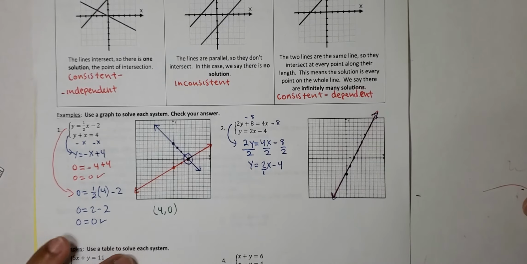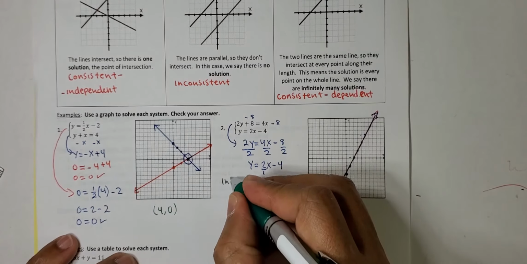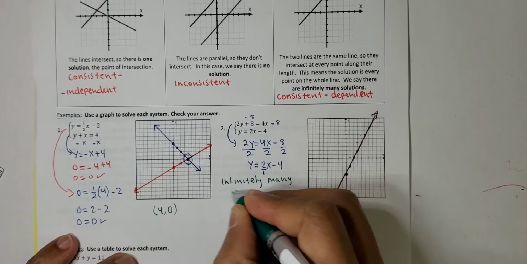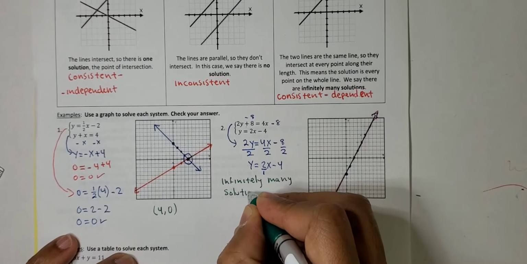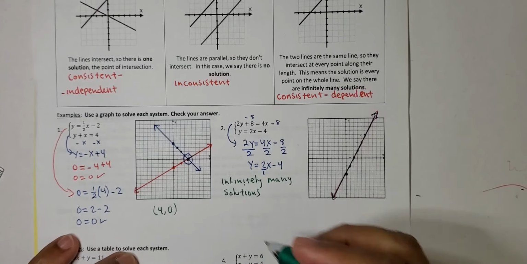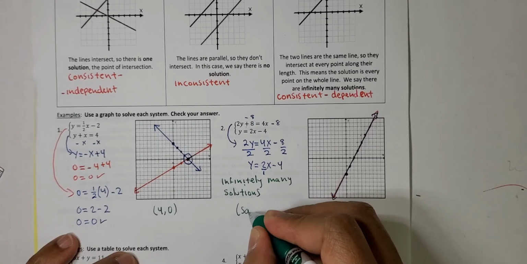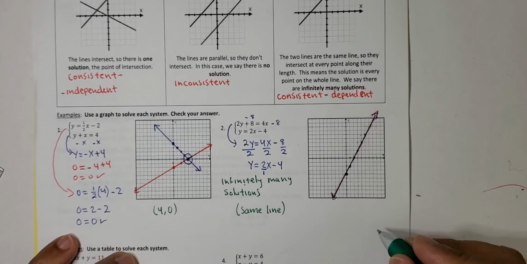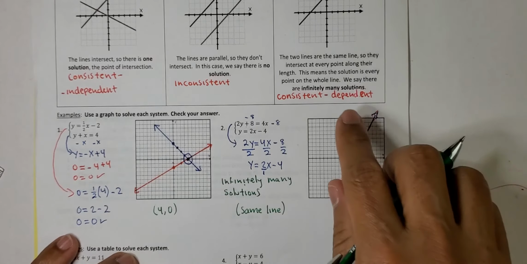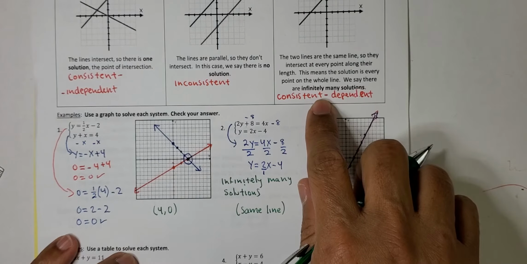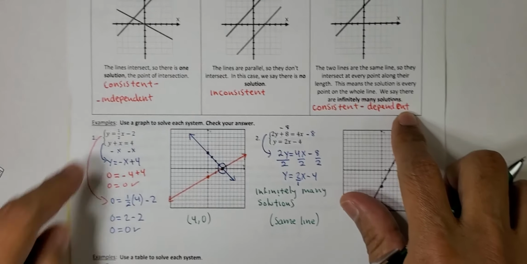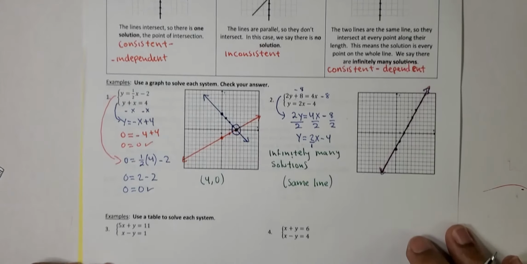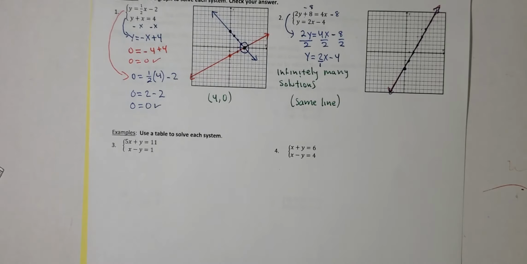So we say that this one has infinitely many solutions, because we have the same line. If you have the same equation, then the line is going to be the same for both equations. So this system is consistent, because it has infinitely many solutions, and dependent. And this other one is consistent and independent, because there's only one point of intersection. All right, let's go on to the next 2 examples.